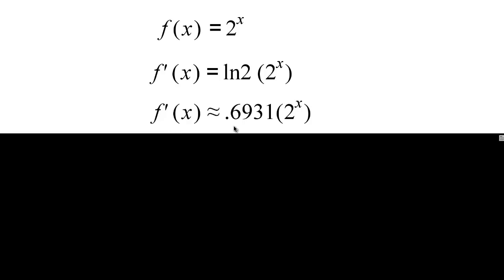So let's take the derivative of the function f of x equals 2 to the x power, an exponential function with base of 2, very common base used in binary systems. The derivative with respect to x, f prime of x, is going to be equal to the natural log of 2 times 2 to the x. The base is 2. So it becomes natural log of base times base to the x power. And if we use a calculator to evaluate the natural log of 2, we get that f prime of x is equal to approximately 0.6931 times 2 raised to the x power.